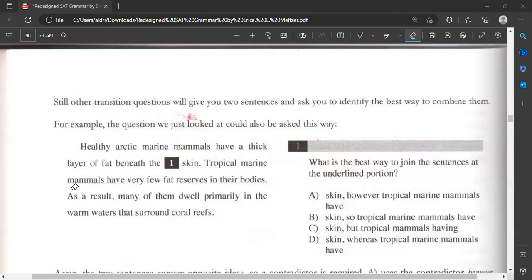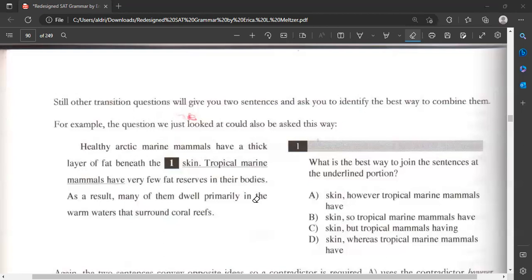Okay, so tropical marine mammals have very few fat reserves in their body. So we know that there's a transition, right? And as a result, many of them dwell primarily in warm waters that's around coral reefs. So we know that there's a transition there, right? So we're looking at maybe however. Okay, so we see however on A.